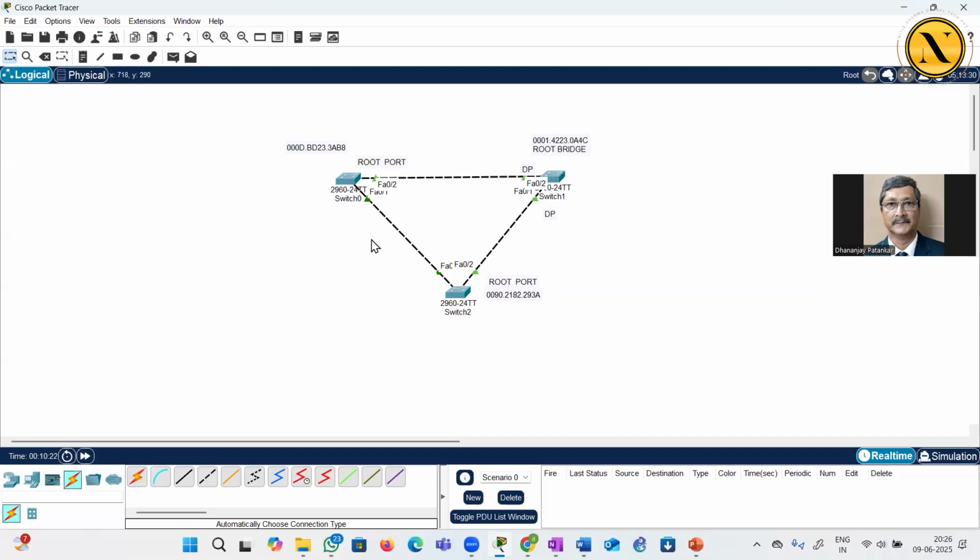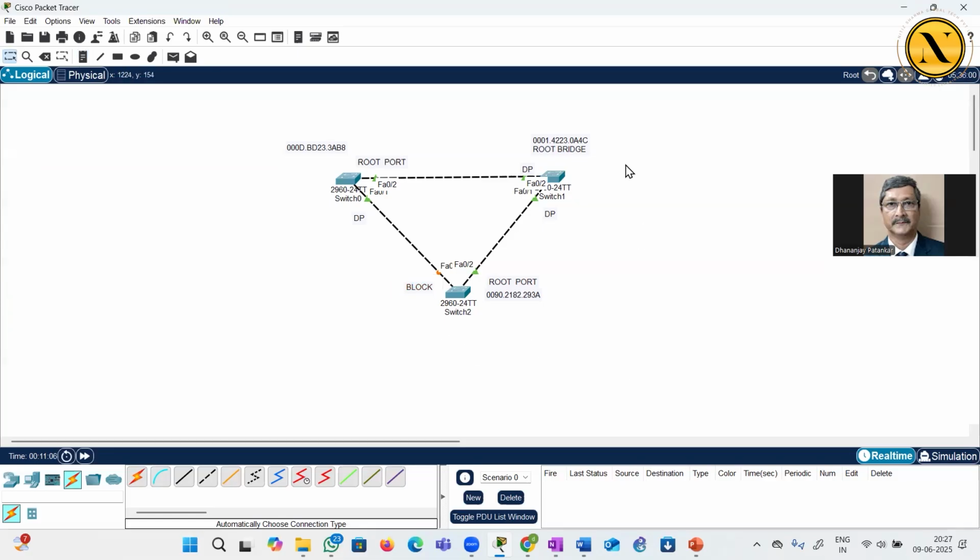Between these two, who's going to be the DP? You reach in 19 cost. I also reach in 19 cost. What's your priority? What's my priority? Same, same. What's your MAC address? What's my MAC address? Who's lower? 000D, 0009. So you are lower. So this one becomes the DP. And finally, this one is blocked. You can see now that amber also. Is it matching our theory?